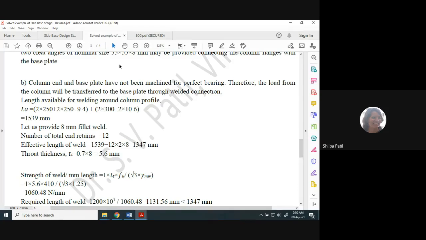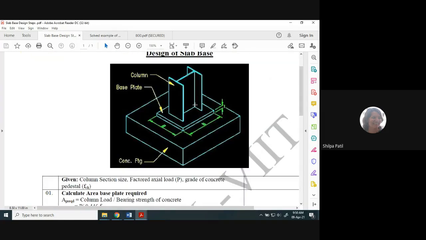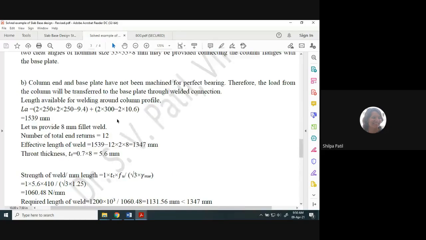Then similarly, plus, while considering the web, the weld is provided on this side as well as on the other side of the web. So 2 into depth. We have considered directly the depth, and from that I have subtracted the thickness of the flange TF from both sides. So 2 into 300 minus 2 into TF, that is 10.6. This gives the length of the weld along the web of the column. So the total length for the welding around the column is coming as 1539 mm.